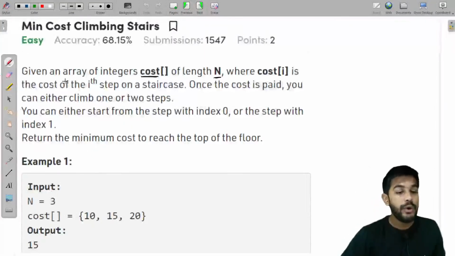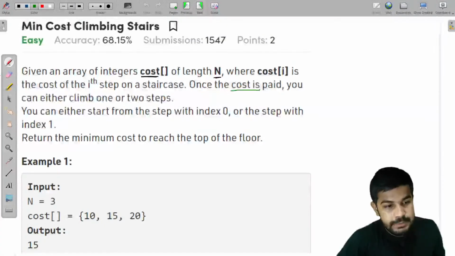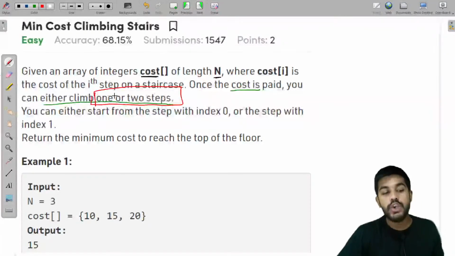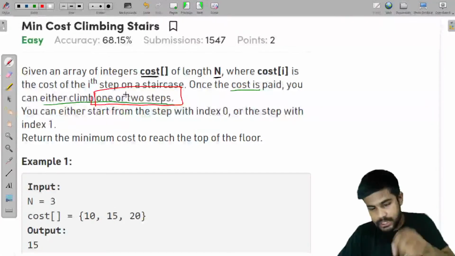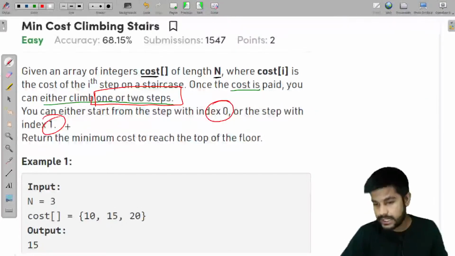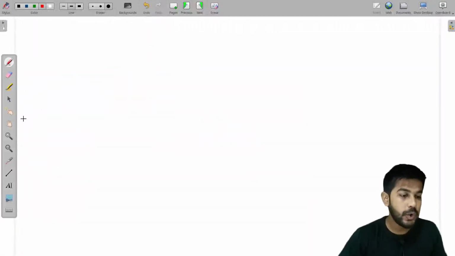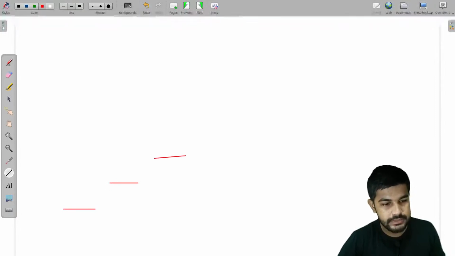Now, once the cost is paid, you can either climb 1 or 2 steps. This is the most important thing in this question. You can climb by taking 1 step at a time, or you can directly jump 1 more step at a time. And you can also start from index 0 or index 1 itself. Now I would be showing you. Let me draw a stair itself. I won't be drawing the whole thing, just the normal stairs.